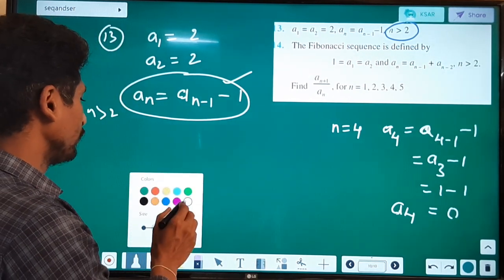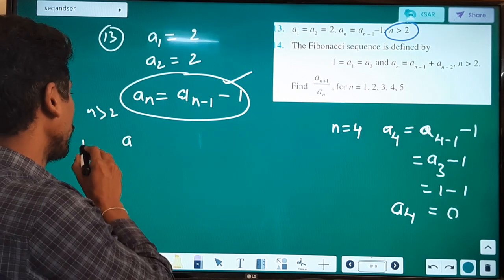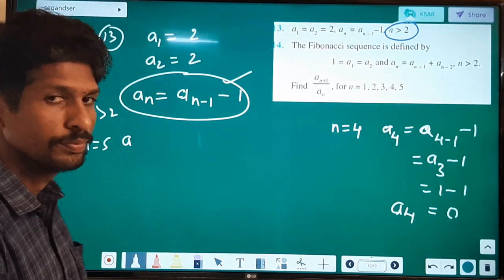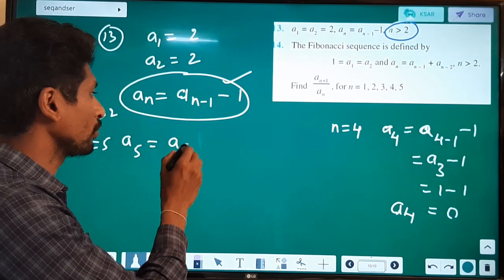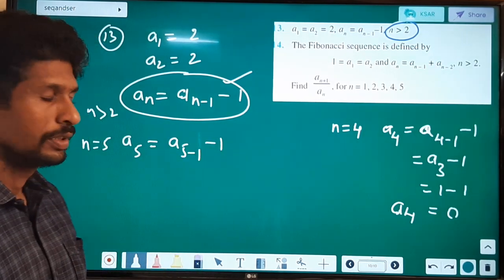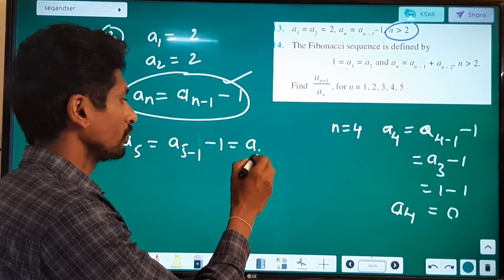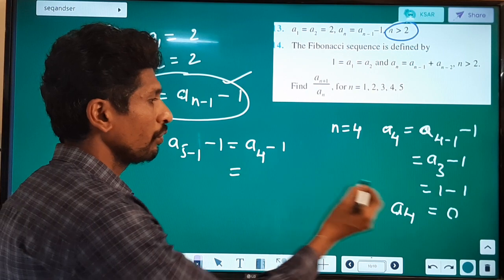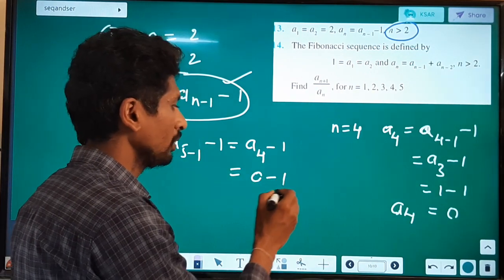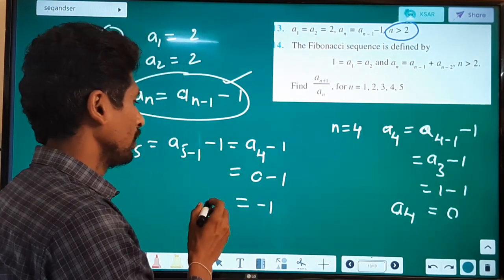The fifth term now means n is equal to 5, consider matrix. So the A5 becomes what? A5 minus 1, minus 1 is there. So this becomes what? A4. In A4 term means fourth term, you have to subtract 1 here. The A4 value is 0 here, 0 minus 1. So the last term is minus 1 here.